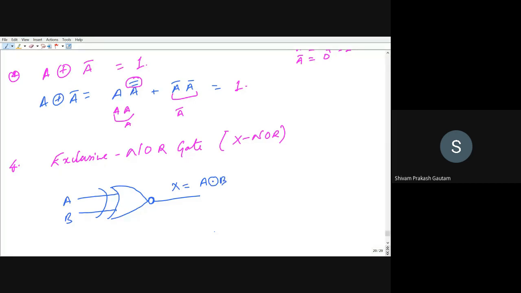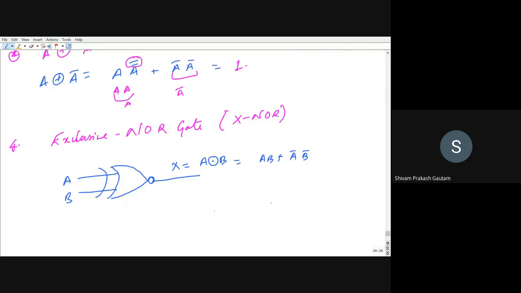And how can you represent this? This can be equal to AB plus A bar B bar, right? You can also represent A XNOR B as equal to AB plus A bar B bar. If you want its truth table, we will make it.